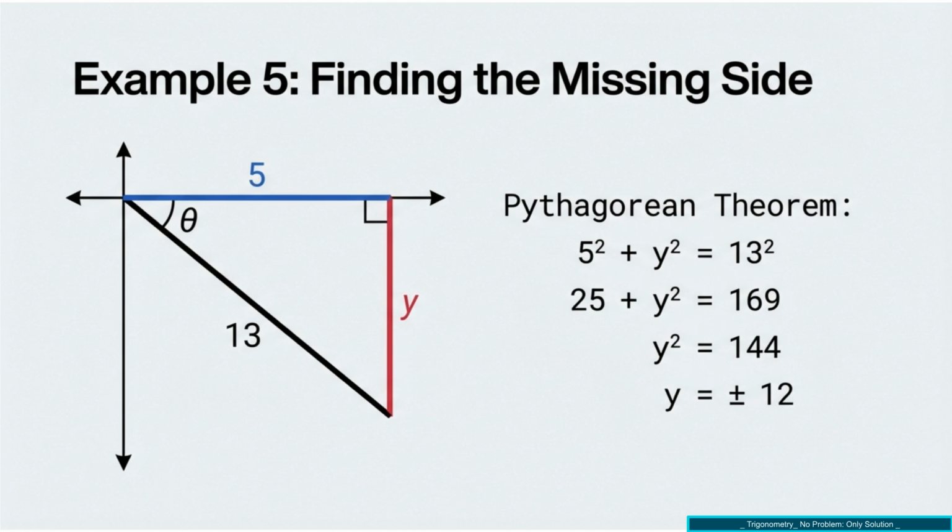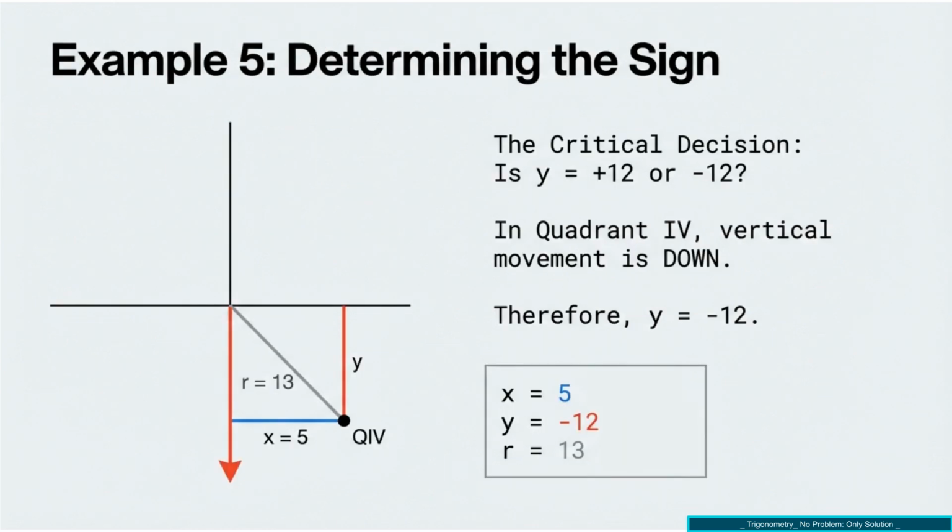Secant is r over x, so r is 13 and x is 5. We use the Pythagorean theorem to find the missing side, y. The calculation shows y squared equals 144, so y equals plus or minus 12. The critical decision is the sign of y. Since we are in quadrant 4, the vertical movement is down, so y must be -12. Our values are x equals 5, y equals -12, and r equals 13.